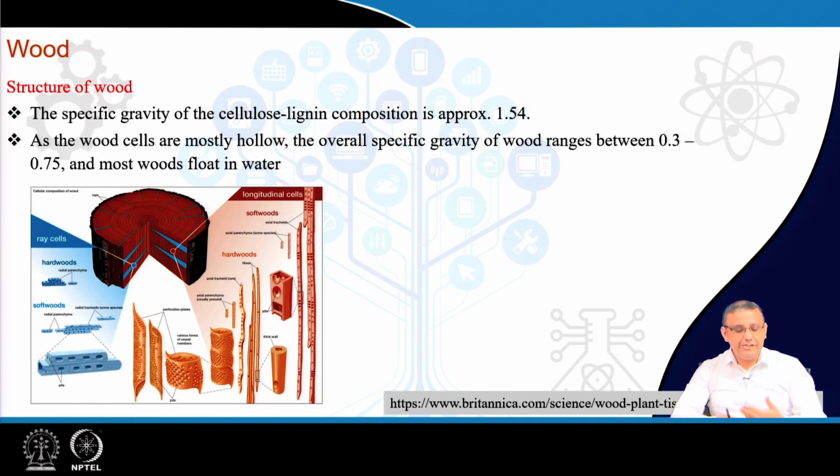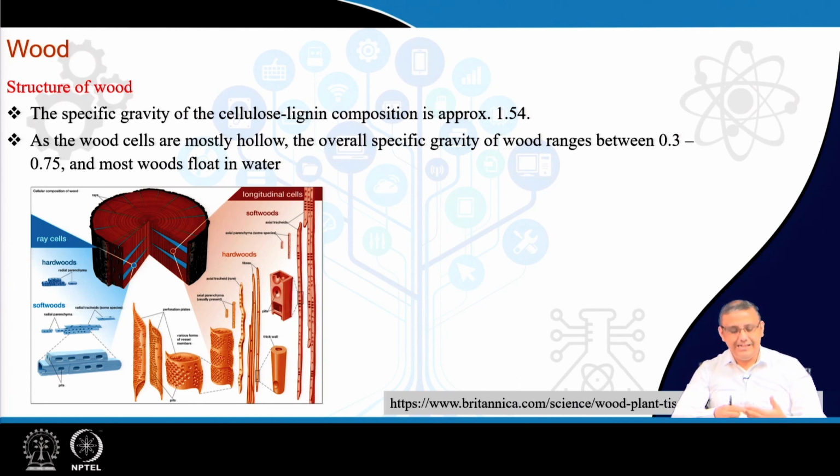But as I already mentioned, wood is basically made up of hollow cells. These cells that you see over here are mostly hollow, and because of these hollow, porous cells, wood has a low density, and that is why wood, with a density between 0.3 to 0.75, can float in water.